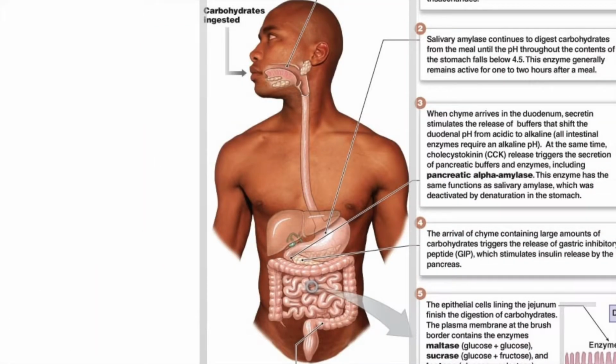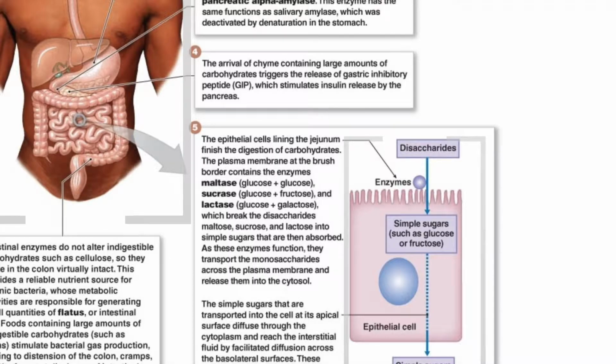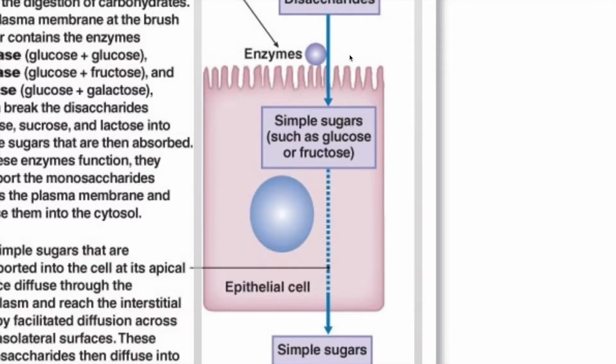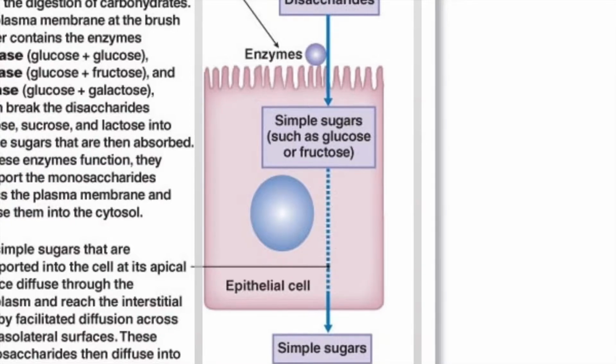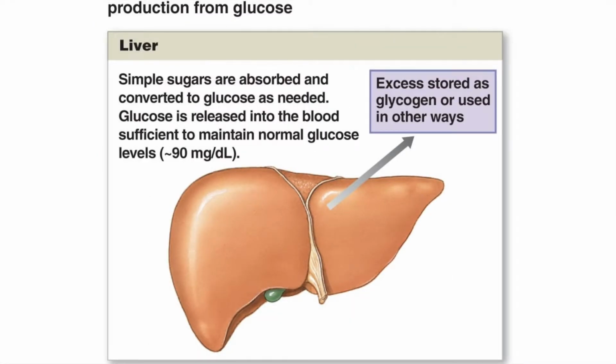And carbohydrates, they travel through the digestive system, and they're broken down into smaller and smaller pieces, and their digestion is really finished in the small intestine by what are called brush border enzymes. And so they're broken down into simple sugars, which are absorbed and then converted to glucose as needed. And the liver helps us to maintain our blood glucose levels. We want these to be about 90 milligrams per deciliter.